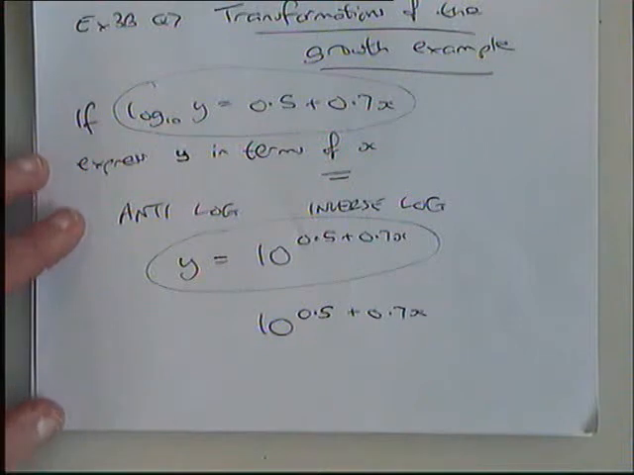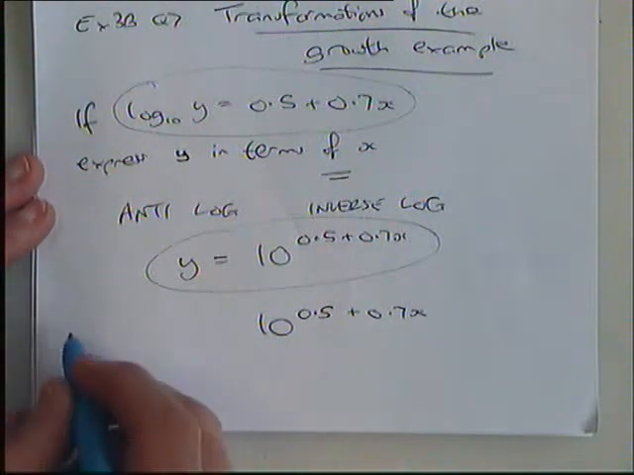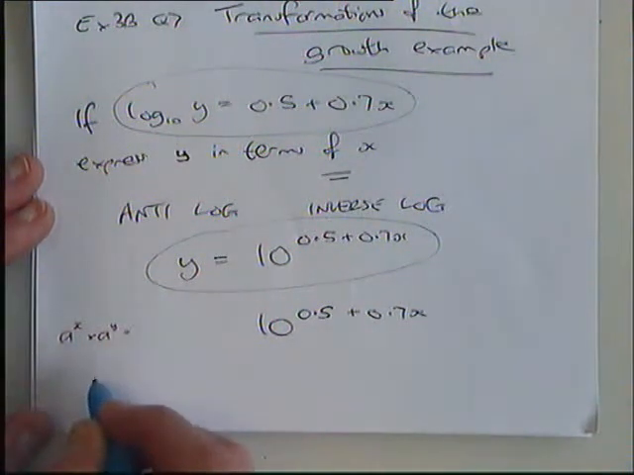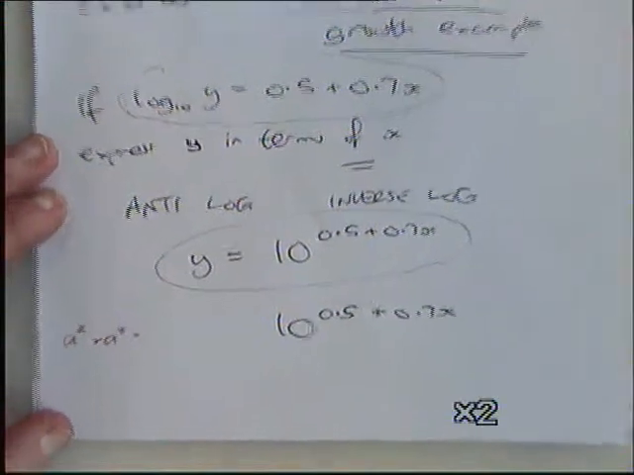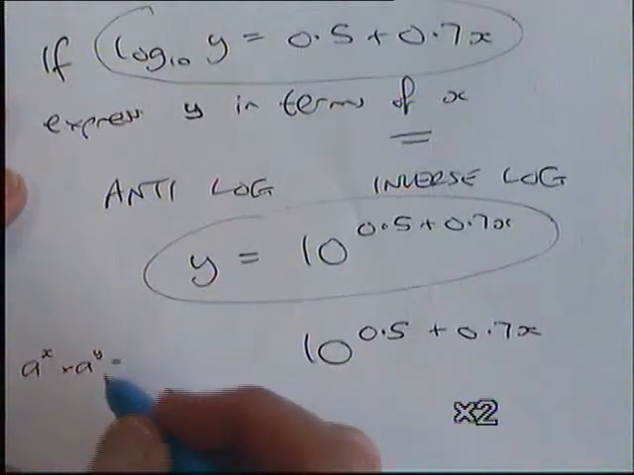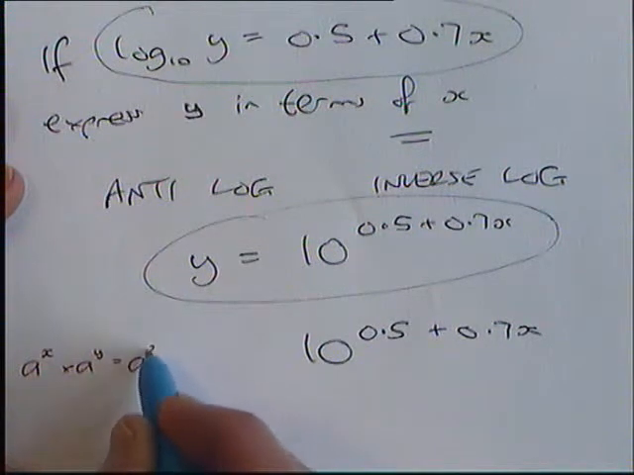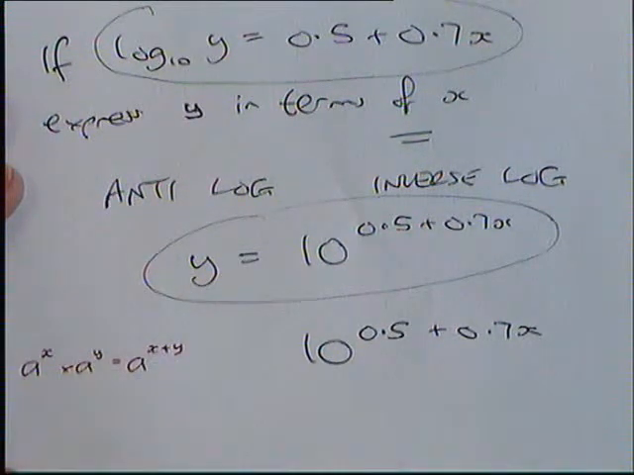Okay, let's think. What are the laws of indices? If you had a to the x times a to the y, what is that the same as? Yes. Okay, that's something you did at GCSE. You probably learned that in year 9. So, how could I rewrite this?